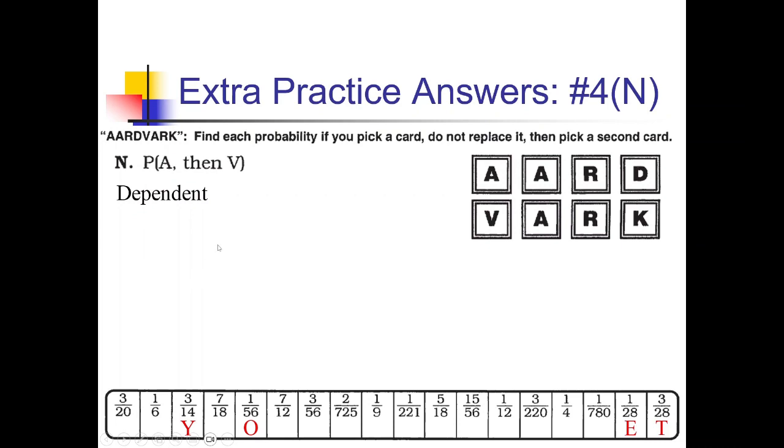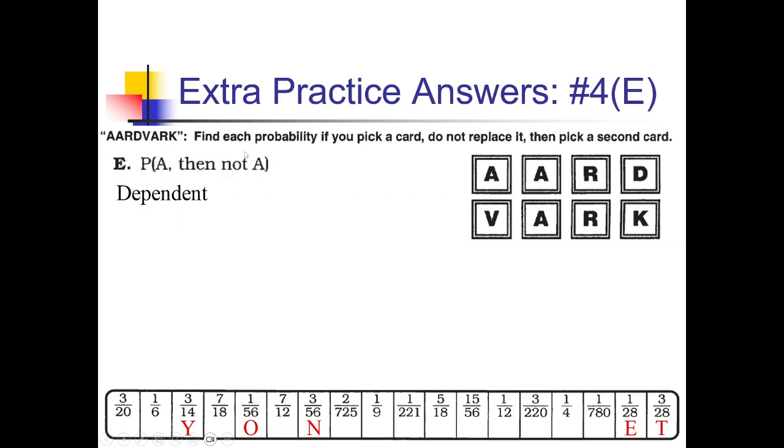For the problem 4N, I'm picking an A, then a V. So I've got 3 A's, 3/8 chance of getting those 3 A's. Once I've taken one of those, for V's, there's only one of those, and there's 7 cards left, so 1 out of 7. So then this is going to be 3 over 56, which I can't reduce anymore. That's going to be right down here, getting an N.